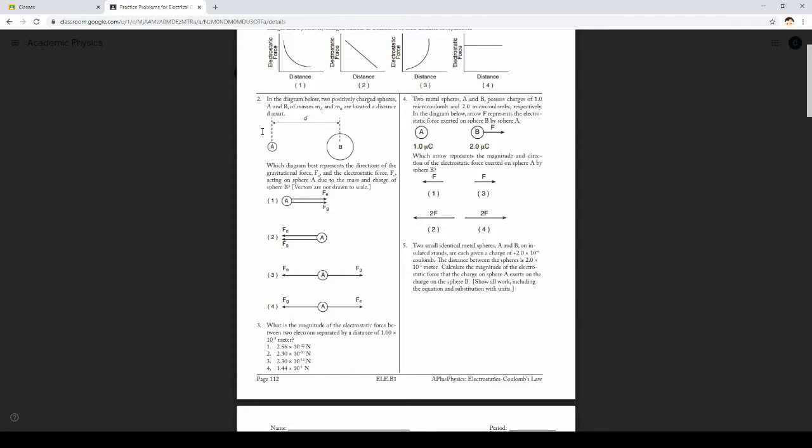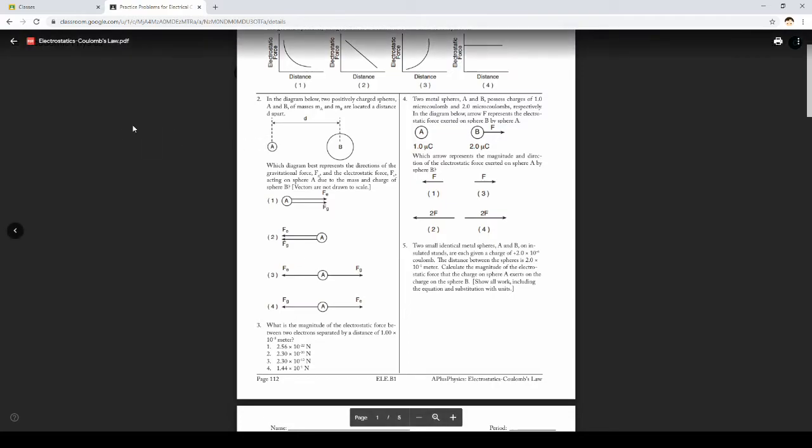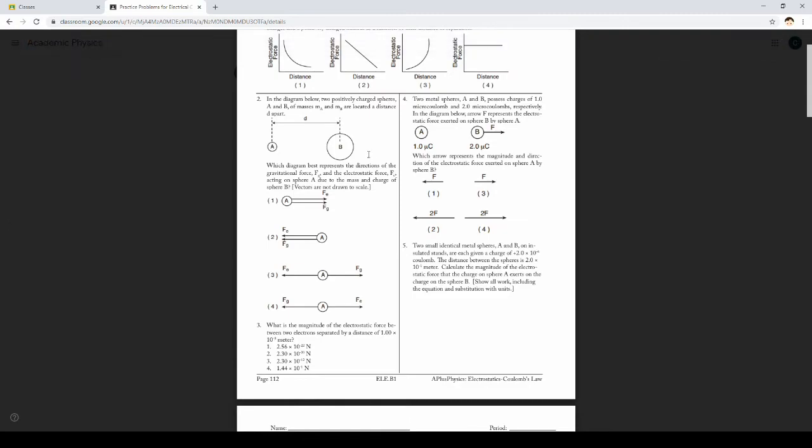So we have 2 positively charged spheres. Opposites attract, likes repel. So the electrostatic force is going to be directed away from it. However, we have 2 objects with mass, and gravitational force will always be attractive. So we are going to say that the answer is 3. The electrostatic force is directed to the left, whereas the gravitational force is directed to the right.